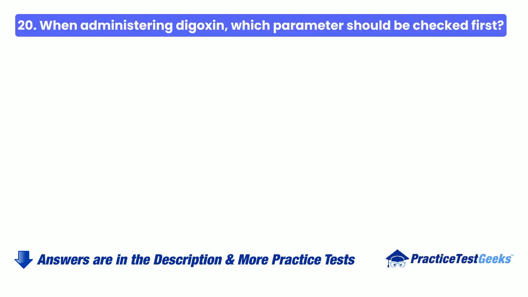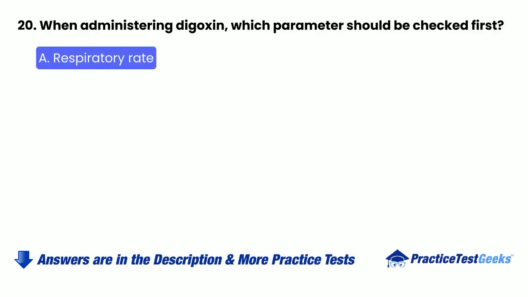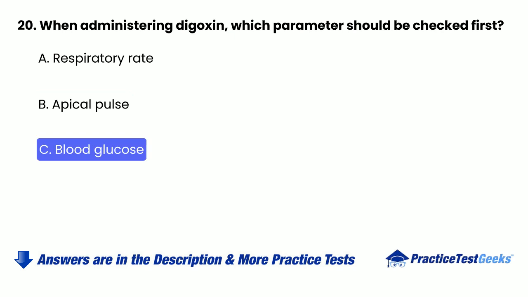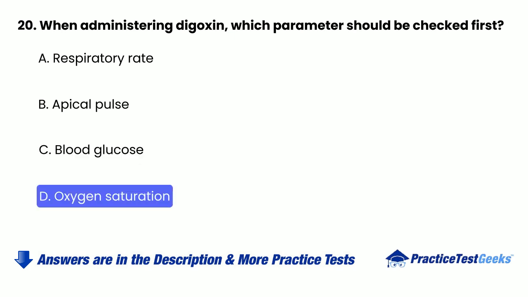20. When administering digoxin, which parameter should be checked first? A. Respiratory rate. B. Apical pulse. C. Blood glucose. D. Oxygen saturation.